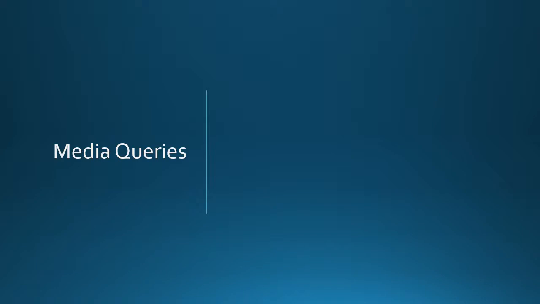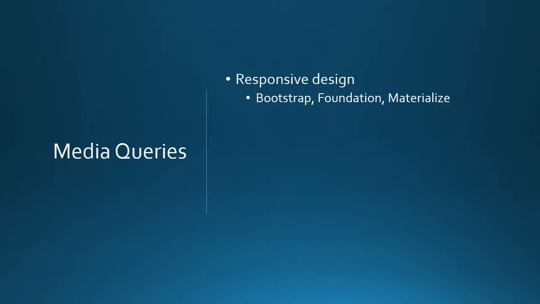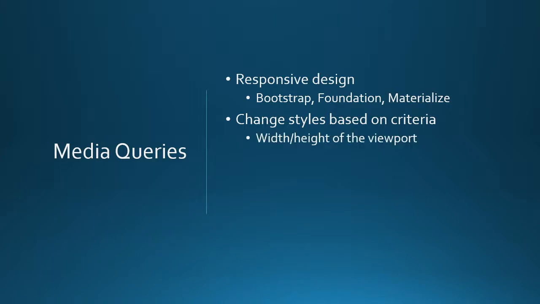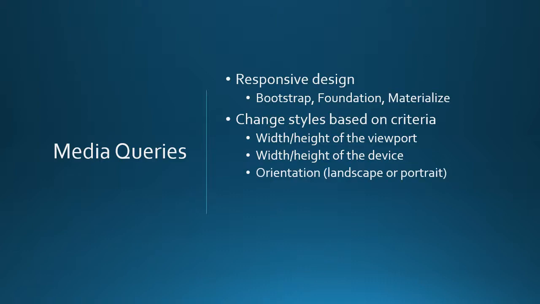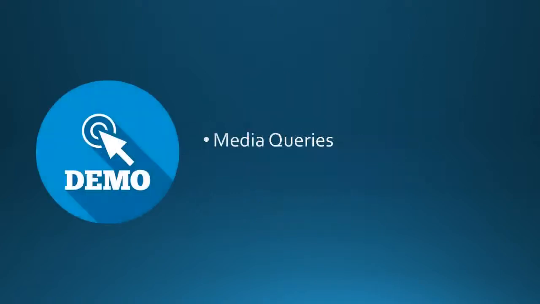Most everybody should be familiar with media queries these days. It's what allows us to do responsive design. And CSS frameworks such as Bootstrap, Foundation, and Materialize all use media queries to give us that responsive design. What this means is that we can change styles based on some sort of criteria like the width and the height of the viewport, the width and the height of the device, the orientation, landscape or portrait, screen resolution, print, or maybe even speech readers. All of these things can be controlled with media queries. Let's take a look at a few media queries.